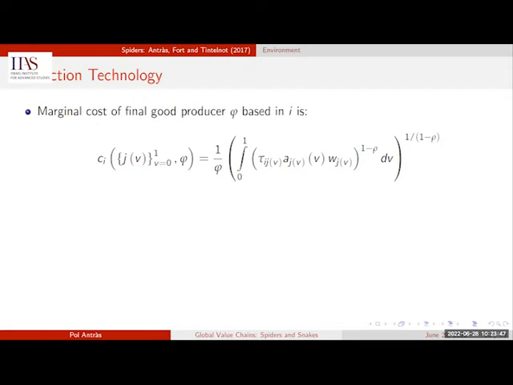And then there's this term AJV of V, which is the unit labor requirement of producing input V in market J of V. If we need two workers to produce input V in country J of V, that's going to be two times the wage rate. And then this term, which is higher than one, accounts for melting in transit, the iceberg trade, okay? So basically my marginal cost is going to be a function of the wages, the technology and the geography, how costly it is to bring stuff from country J when I bring all these things to I to aggregate them into this final good.